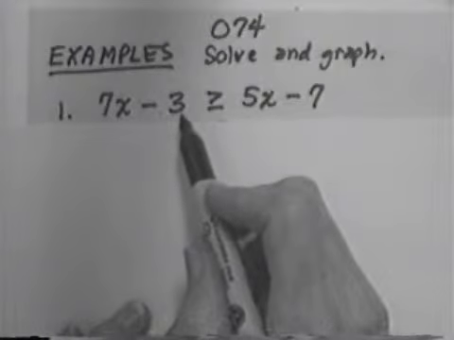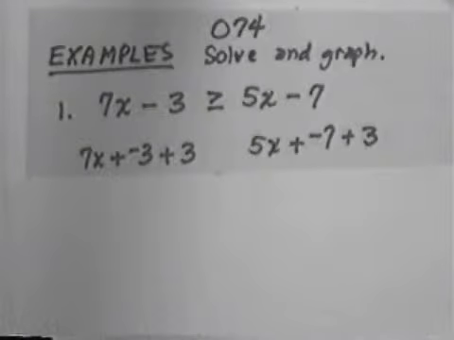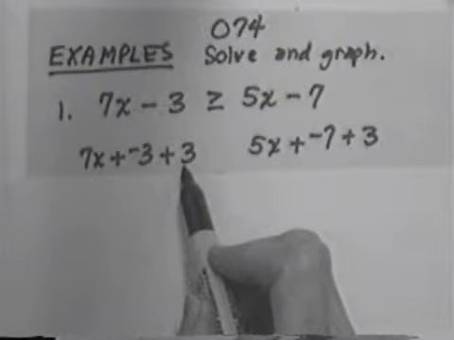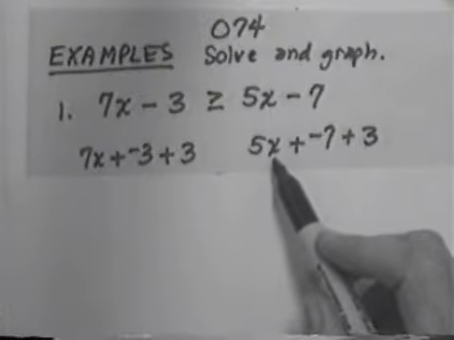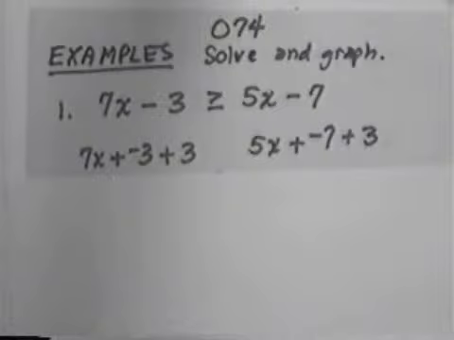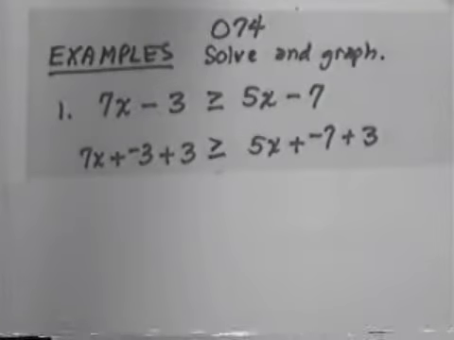Let's begin by removing this constant from the left. To do so, we'll add 3 to both sides. And so we write 7x plus negative 3, add 3. On the right, 5x plus negative 7, add 3. Now, what about the inequality symbol? We have added the same thing to both sides of the inequality. That is not one of the two cases that requires us to reverse. Therefore, the inequality symbol remains unchanged. We have greater than or equal to.